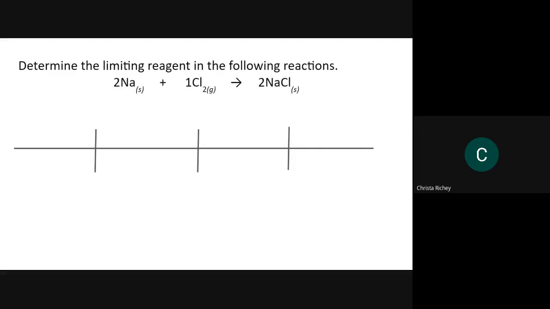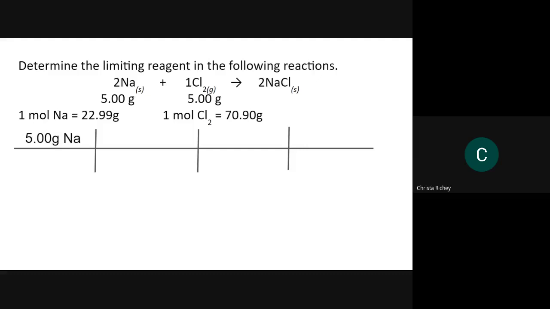It's chemistry. So I'm starting with 5 grams of each reactant. I always just pick the first thing that's listed. It's just the way I do it. So I'm going to start with 5 grams of sodium. When I look it up on the periodic table, it's 22.99 grams. I could have started with the chlorine, but I'm not going to.